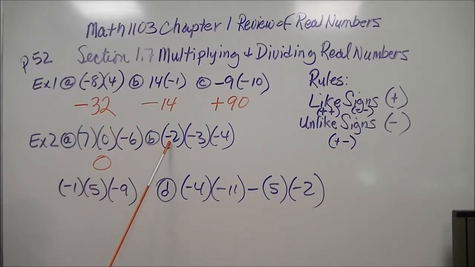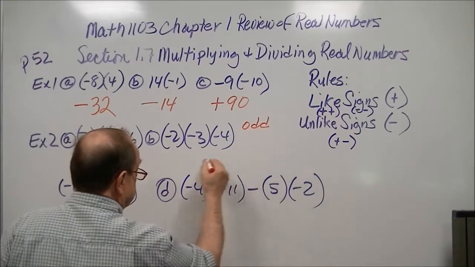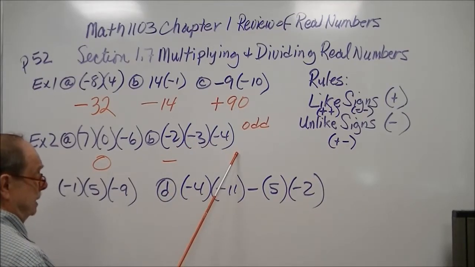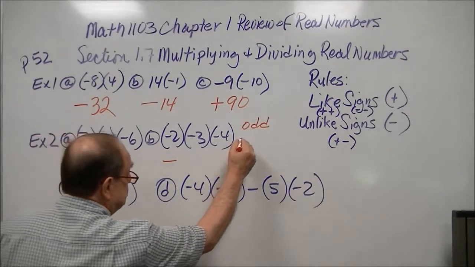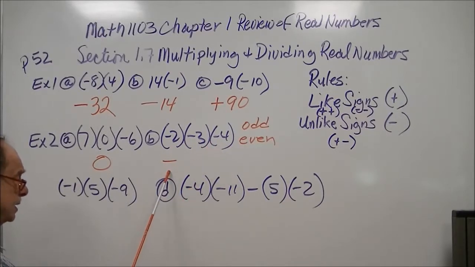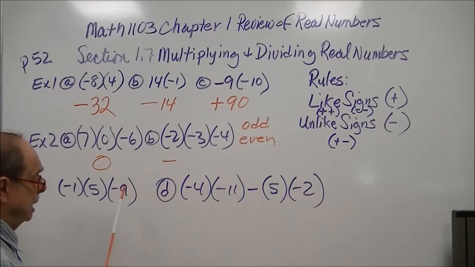Now here's a case where we have 3 negative signs. And the key to this is if you have an odd number of negative signs, that is an odd number, then the answer is going to be negative. If you had 4 negative signs, that would be an even number, then the answer would be positive. So that's a little trick if you can remember it. Odd number of negative signs, the answer is going to be negative. Even number of negative signs, the answer will be positive.